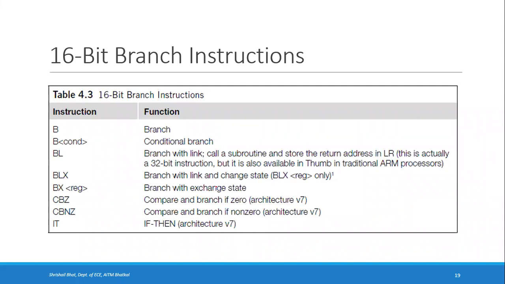BLX is the branch with link and change state. Okay, change the state of operation. BX followed by the register, branch with exchange. Okay, you'll see this when you go to the branch instructions. CBZ is compare and branch if 0. CBNZ is compare and branch if non-zero. Okay, then IT stands for if then. So you have an if then block, that's called IT. It's a very peculiar and very interesting thing. We will see that when we go to branch instructions.